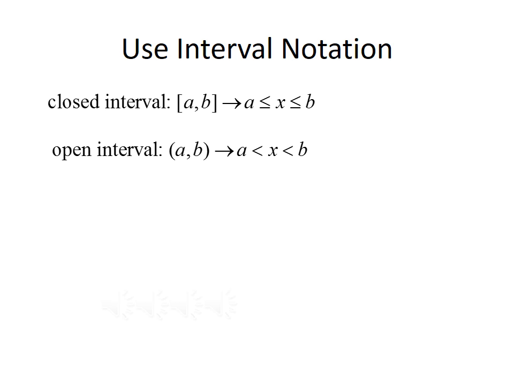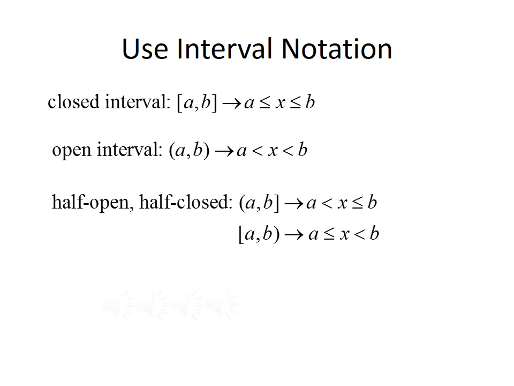Another type of interval is called the open interval, which is written open parenthesis a, comma b, close parenthesis, and it means a is less than x is less than b. So the open interval represents all numbers between a and b, but does not include a and b themselves. And then we can have half open, half closed intervals, such as open parenthesis a, comma b, square bracket, meaning that a is less than x, which is less than or equal to b, or square bracket a, comma b, open parenthesis, meaning a is less than or equal to x is less than b.